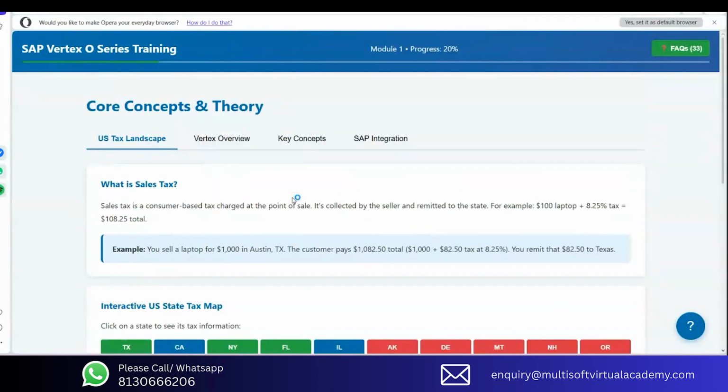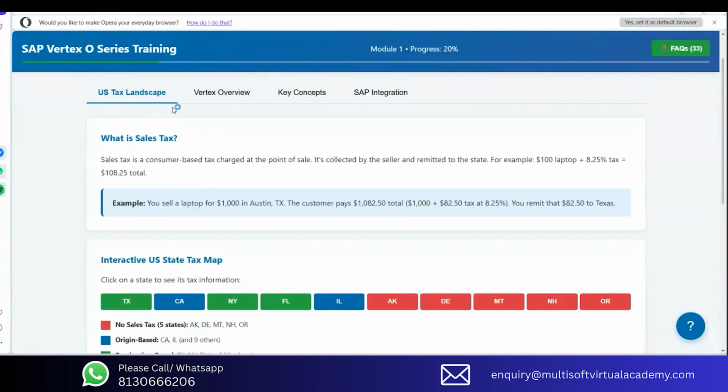Before that, you need to understand the US tax landscape. See, sales tax is a consumer-based tax. At the point of sale, it is collected by the seller and remitted to the state. This is simple plain English. For example, if you're selling a $100 laptop with 8.2% tax, then it becomes $108, correct? This is a straightforward case.